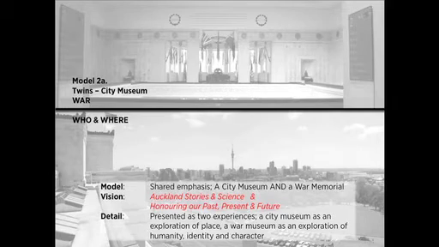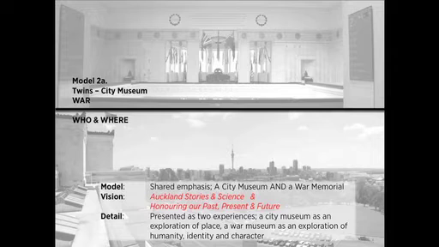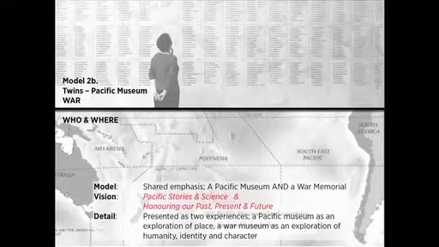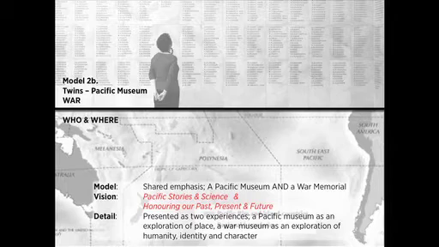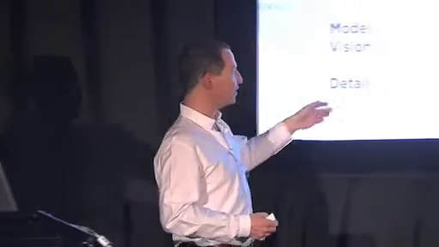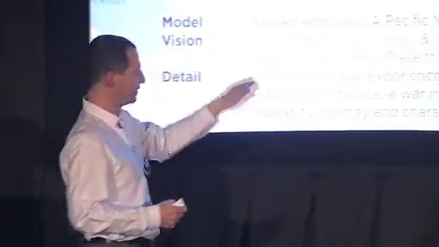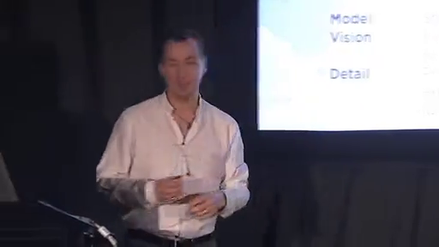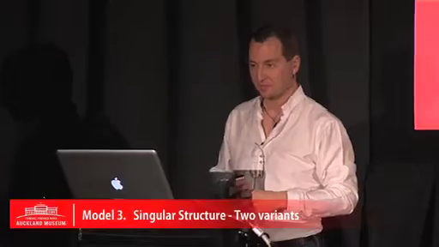So this is meant to signify a city museum of who and where, so the interlink of people and place, with a de facto national war museum above it. And the second version of that is Pacific Stories in Science, so it's a Pacific museum and an Auckland region museum above it. So essentially, it's presented as 2 experiences: a Pacific museum as an exploration of place, and a war museum as an exploration of humanity, identity, and character.